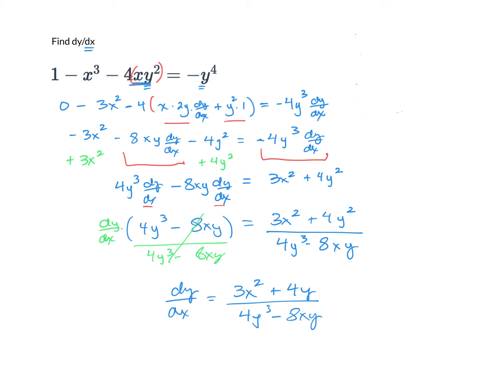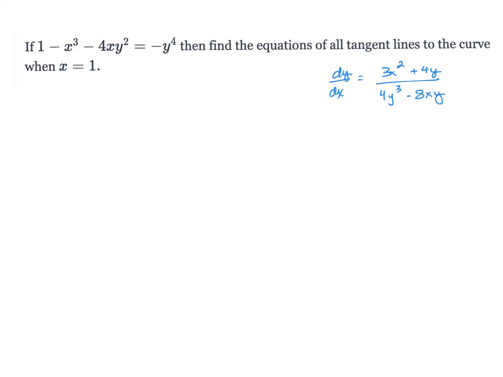And so this is the slope equation that will give us the slope at any point on this curve. So I would have to be given an x value and a y value in order to find the slope. But this right here is a good start because it is my slope equation. An application of this would be if you have this curve, then you would find the equations of all tangent lines to the curve when x is 1.